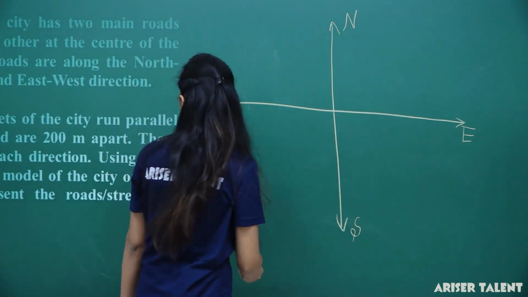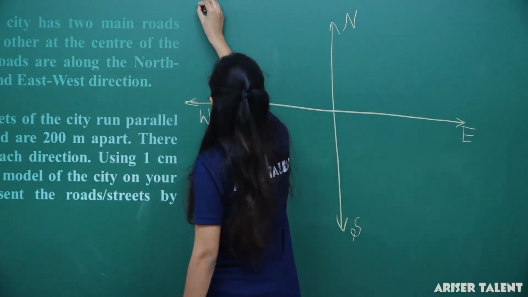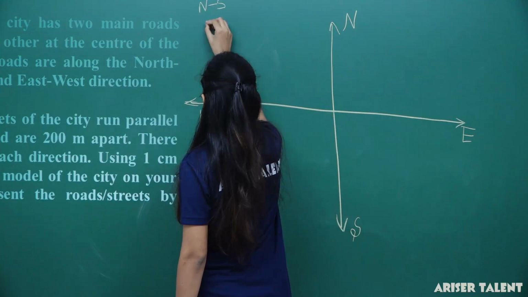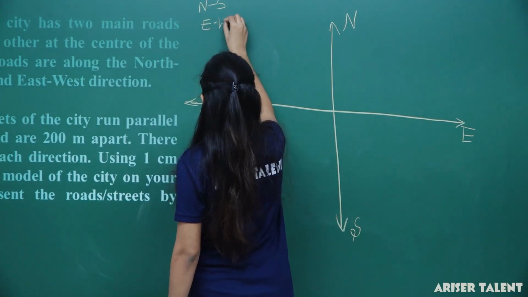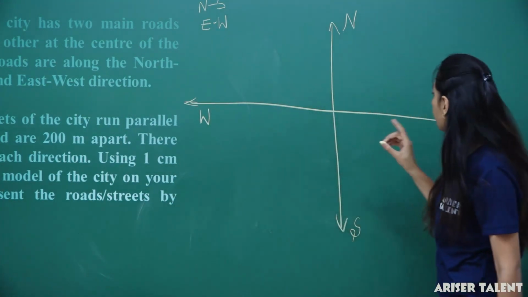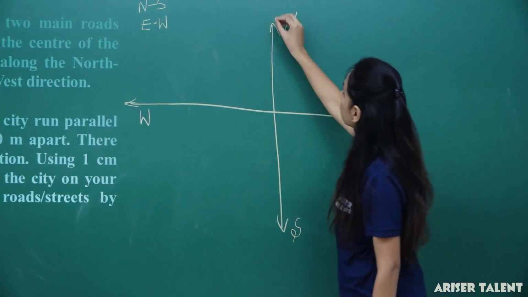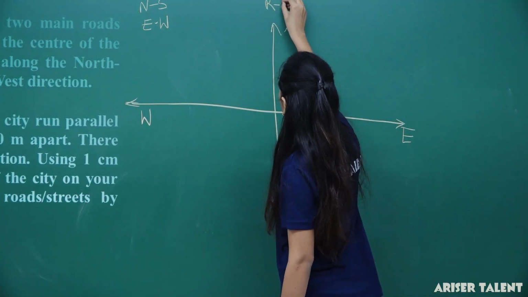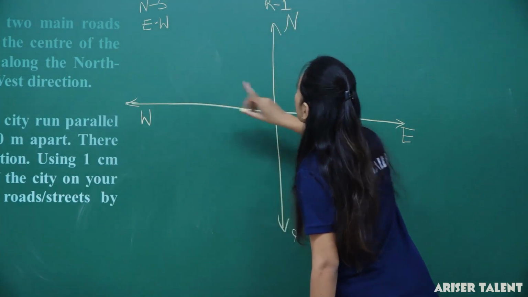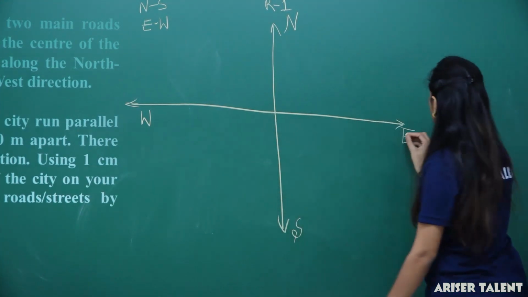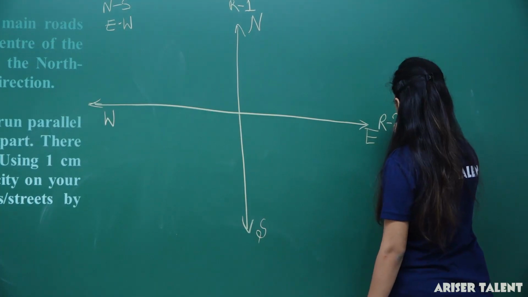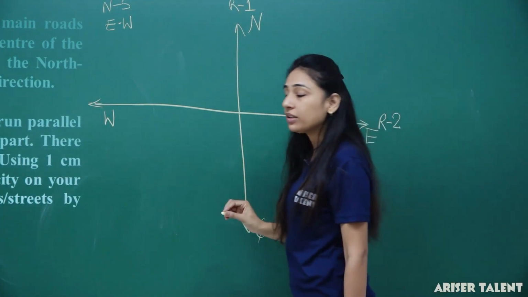Now, it's saying that first is the north-south direction and the second one is the east-west direction, the road. So, first road is what? North-south. This is the first road, road number 1. Okay, and the second one is east-west. So, that means that is road number 2. So, I am having road number 1, road number 2.